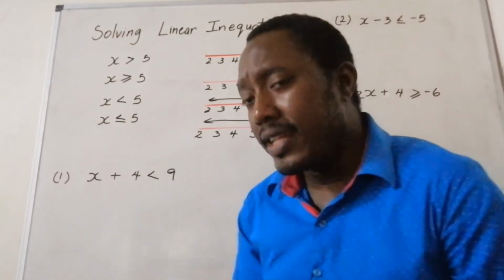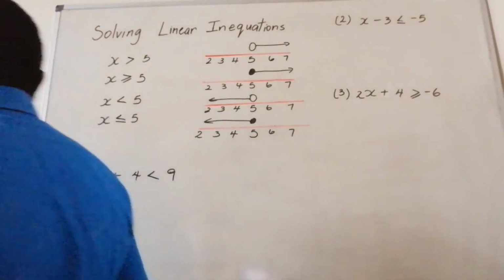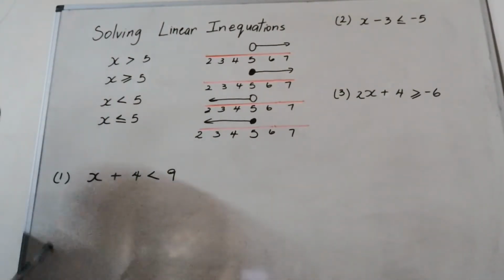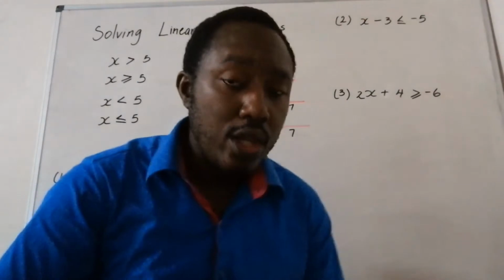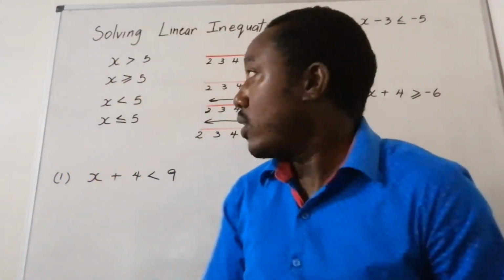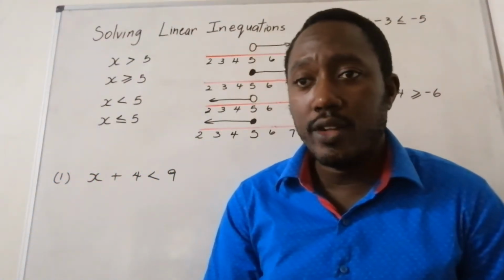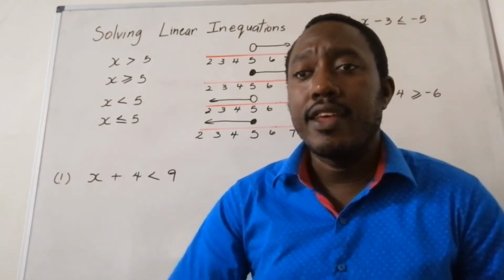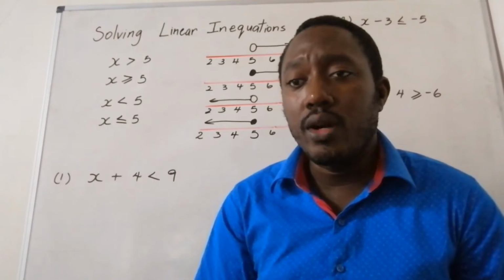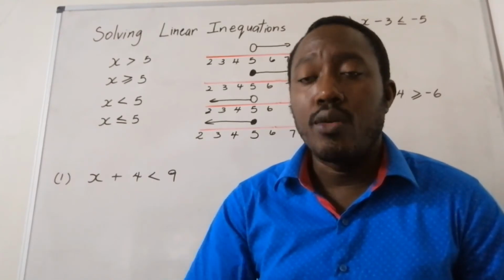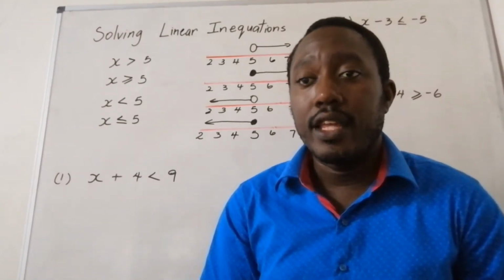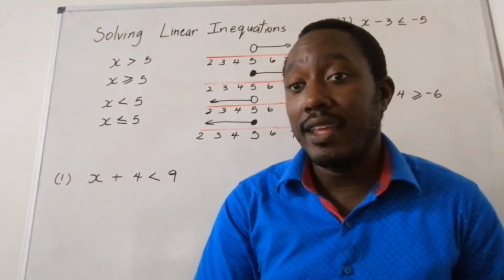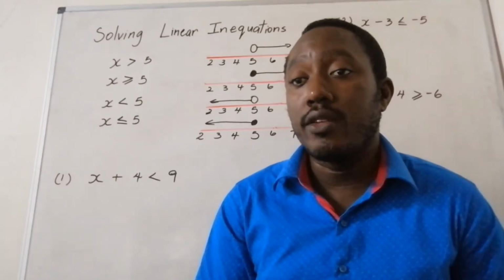Now, let's talk about what's on the board here. The first one, we have x is more than 5. If we solve an inequation where x is more than 5, what does that mean? X is more than 5. That tells us x is equal to every value that is more than 5. Note, it means that x cannot be 5. It has to be more than 5.